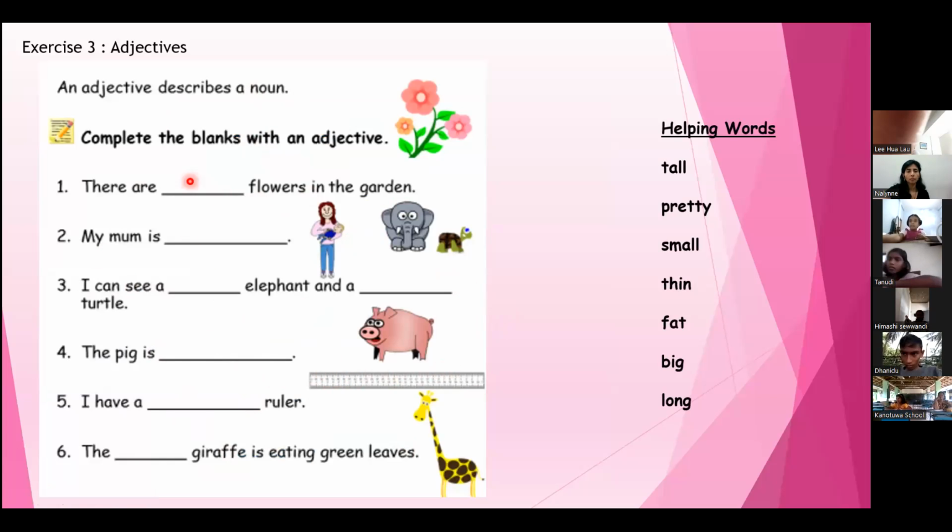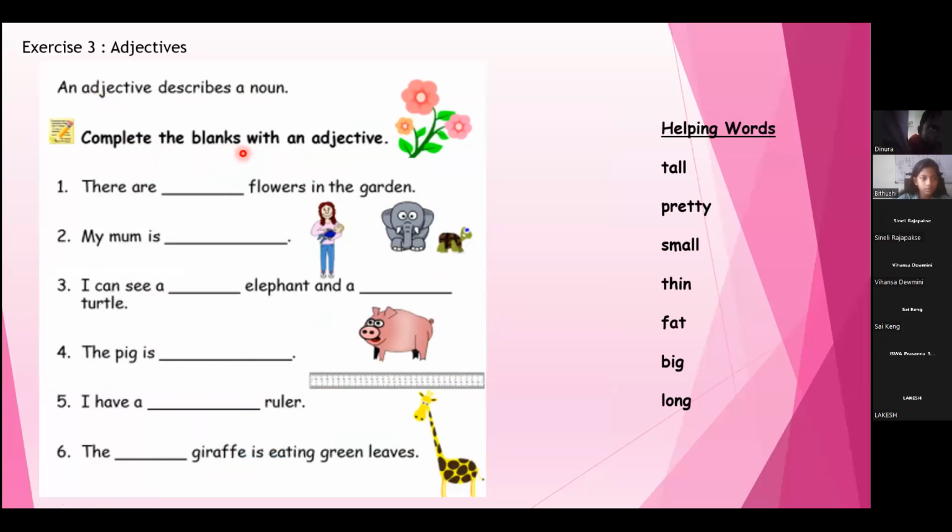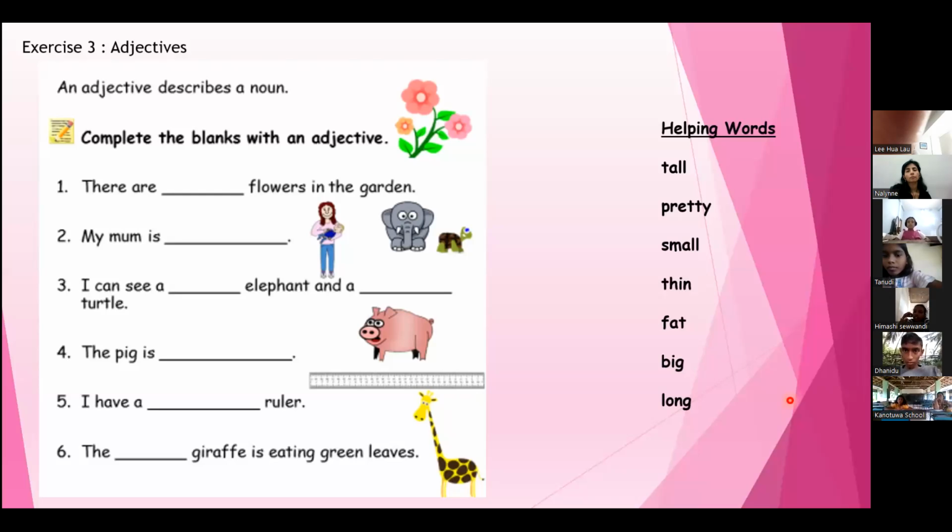Different sentences now. All right. Complete the blanks with an adjective. I would like somebody to take turns. Just now we did a group activity. Now we take turns one by one. Okay. Pujani, can you read the first sentence? Do you think you can read the first sentence and give me an answer from any of these words here? Pujani, I can't see you or hear you. Okay, how about somebody else? Anybody else would like to try?